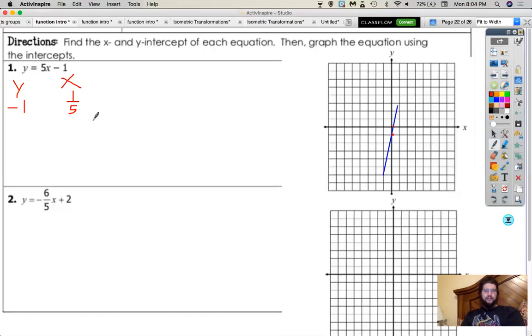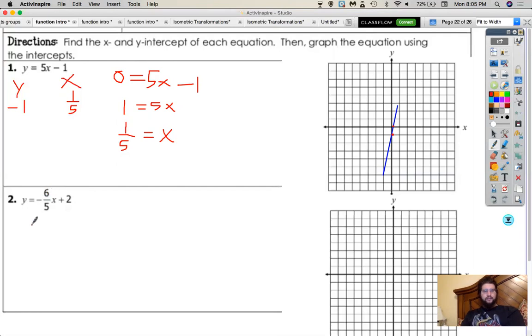Oh, if you need me to solve this one, just 0 equals 5x minus 1. Add 1 to both sides. Divide by 5. 1/5 is not the same as 5.